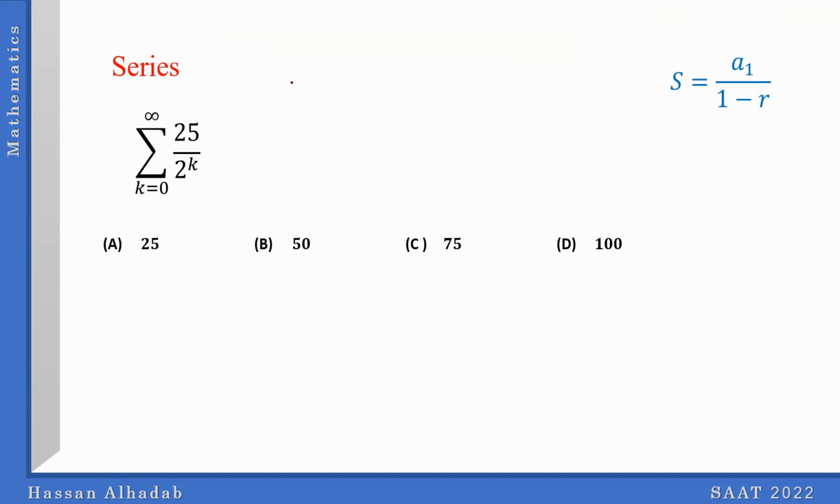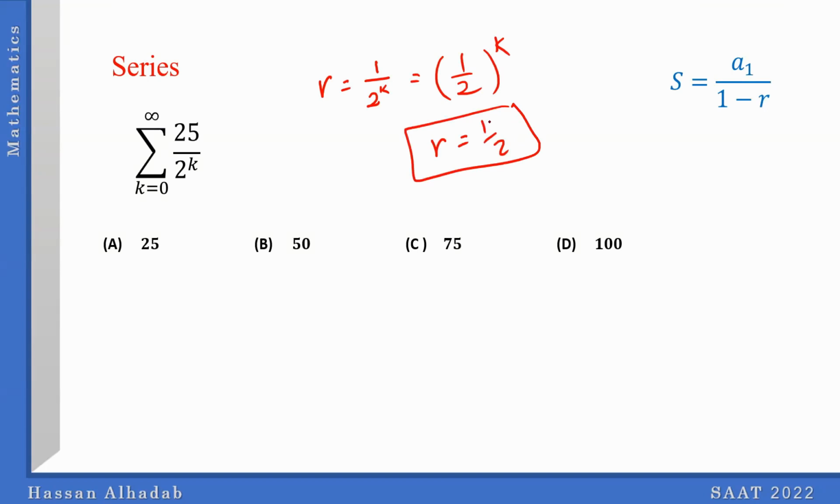Sir, for this question, how can we find the R? R is the number with the power. So in this case, R is 1/2 to the K. Okay, so how about this 25? Yeah, I'll show you that. So 25. So in this case, R is equal to 1/2.